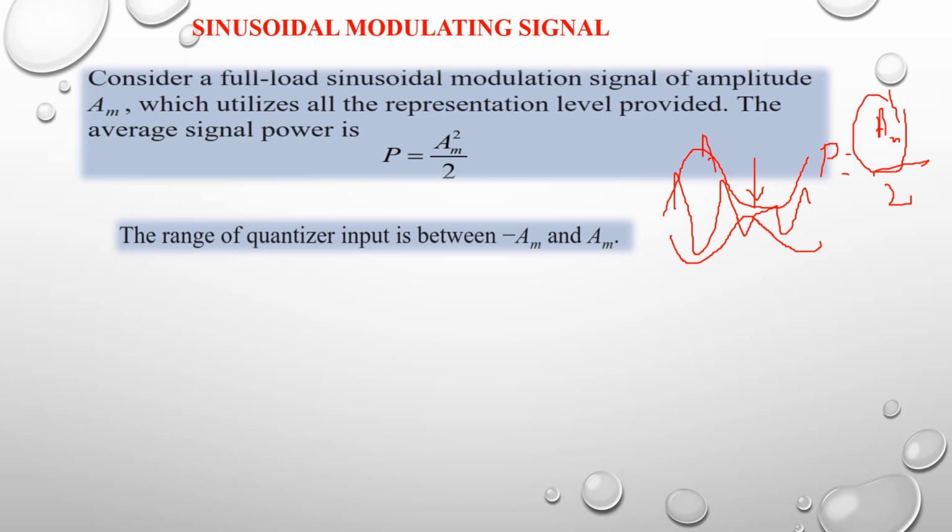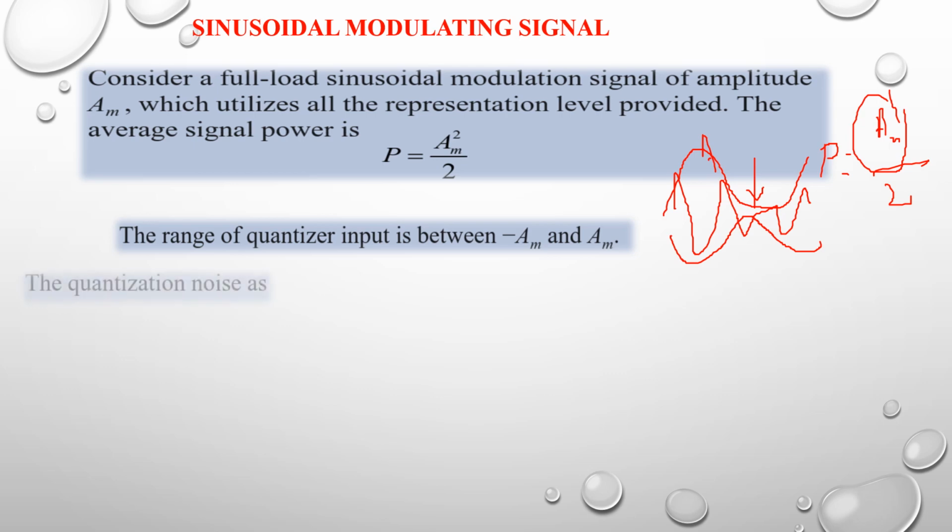This is the negative A_m and this is the positive A_m. The range varies from minus A_m to plus A_m, where A_m is the modulating signal amplitude. This is a positive peak amplitude and this is a negative peak amplitude. Here our main intention is to find out the quantization error.